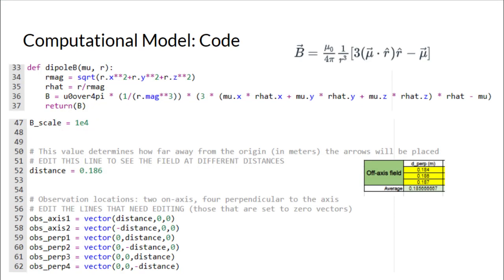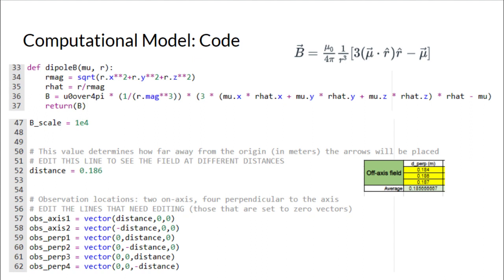First, I defined a function dipole B as a function of mu, the magnetic dipole moment of the bar magnet, and r, which calculates the magnetic dipole at a specified observation location. Here's the formula I employed for reference. The magnetic field will be visualized at these locations.